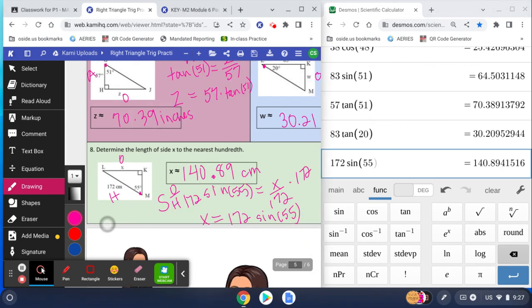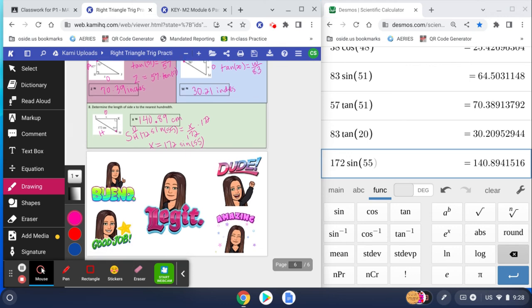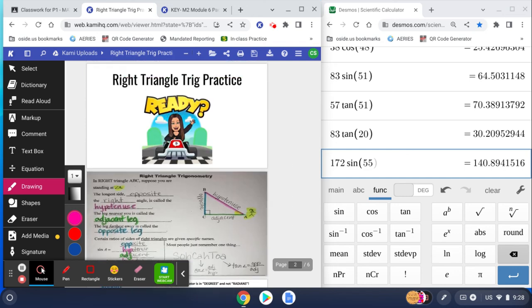Every day we're trying to get a little bit more comfortable with these different trig functions, and you probably were typing into the digital doc instead of handwriting it like me, but hopefully that helped. Good job. Click turn in.